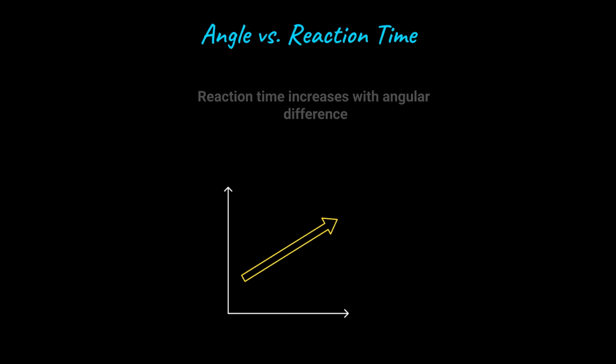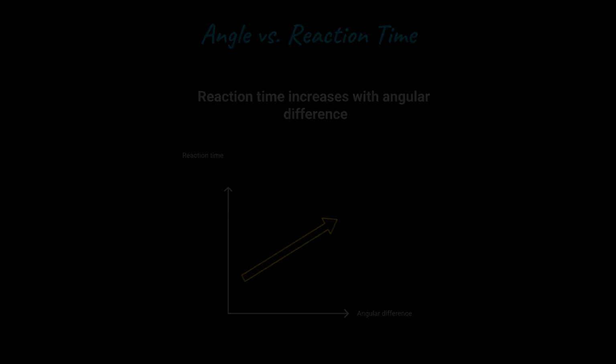When results are plotted, the data points fall on a clean straight line. A small angular difference yields a fast response. A 180-degree difference takes roughly 3 times as long. This linear function is the diagnostic signature of mental rotation.